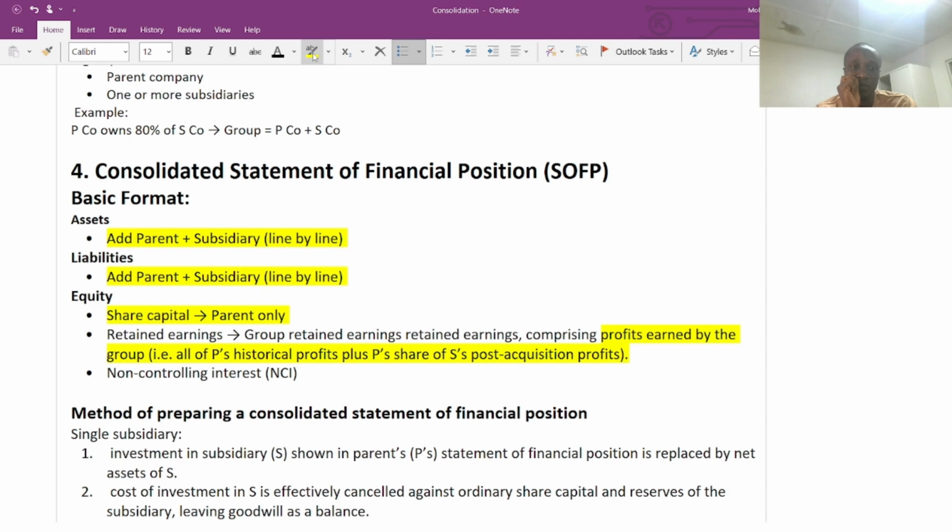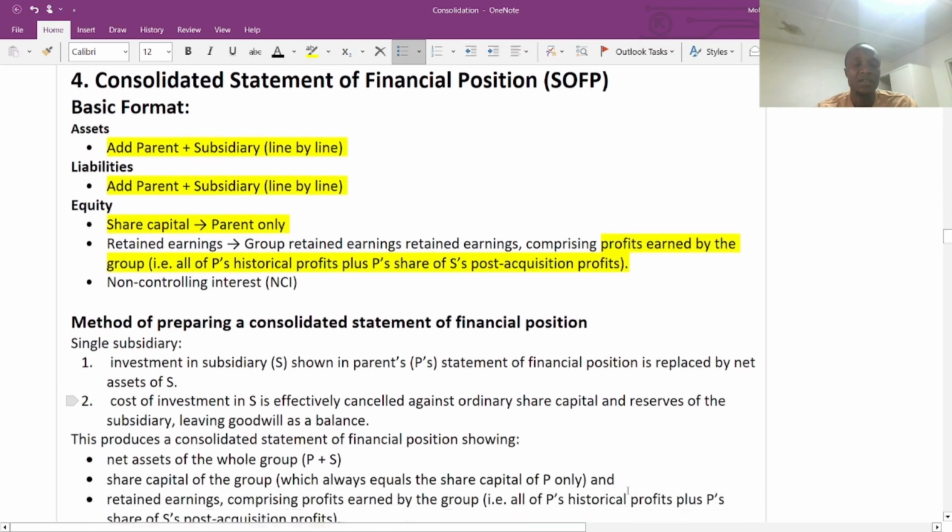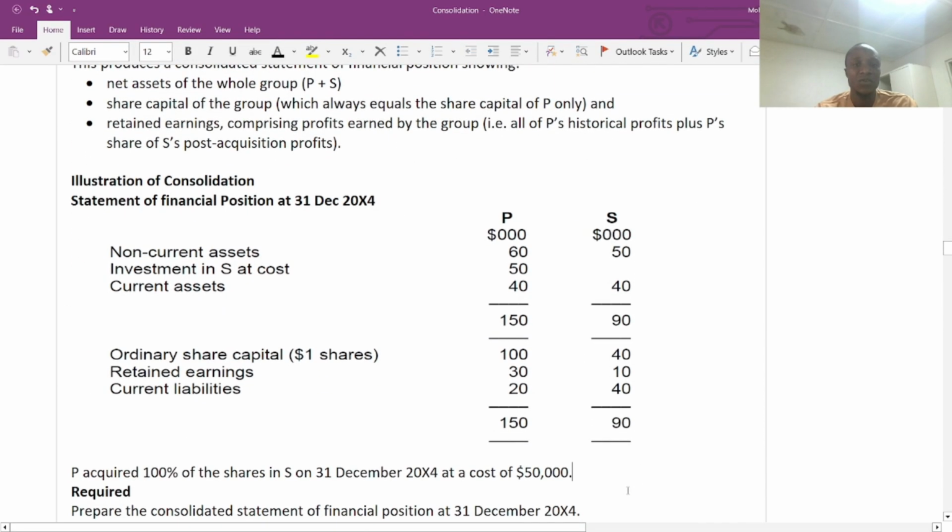And finally, for the non-controlling interest, we are going to use a working also to ascertain the value of the NCI that we are going to show in this consolidated statement of financial position. So this is the basic preliminary formula that you need to know. Basically, this is the method.